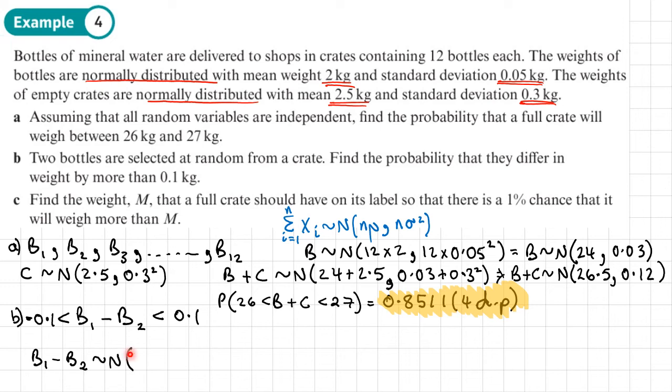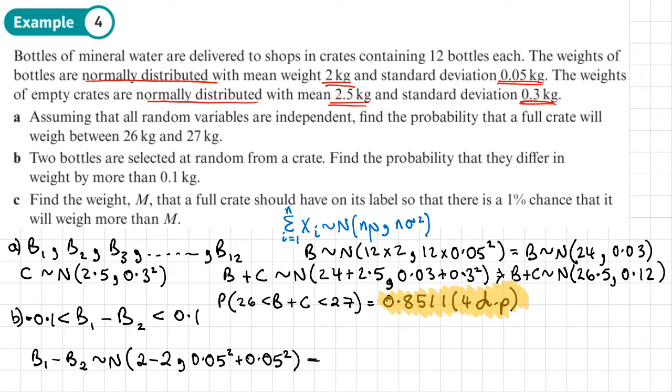And then to find the mean of this new distribution, it's going to be the mean of B1 minus the mean of B2. Now they both have the same mean because they're identical here. So that'd be 2 minus 2, so it's going to end up being 0. And then the variance of this new distribution, well, it's going to be the variance of each bottle. But remember, we add them together. So the variance is going to be 0.05 squared plus 0.05 squared, or times by 2.